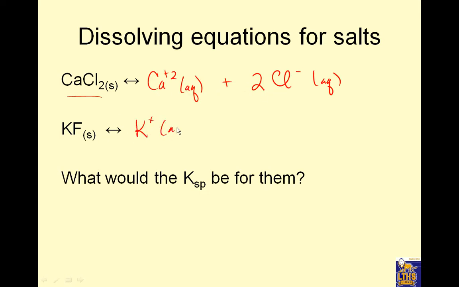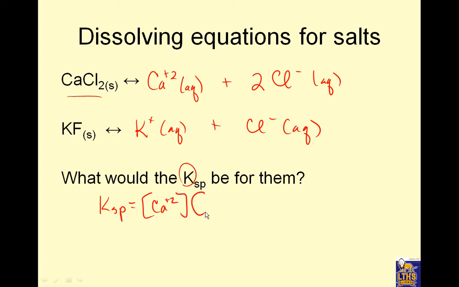Potassium chloride dissolves into aqueous potassium ions and aqueous chloride ions. Okay, so you get a 2 for 1 deal. What would the KSP be for them? Well, K means constant, and it's going to be an equilibrium constant. So what you would do for the first one, the KSP for the first one, would be equal to the concentration of calcium ions times the concentration of chloride ions squared. Okay, so that's the first one.